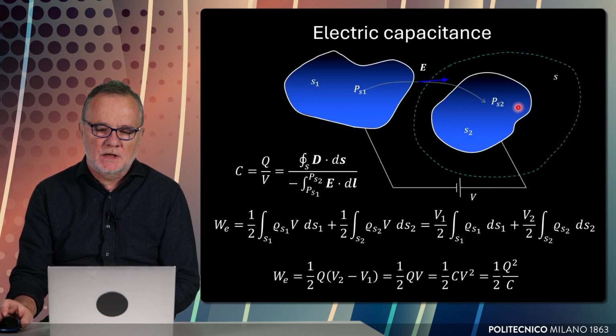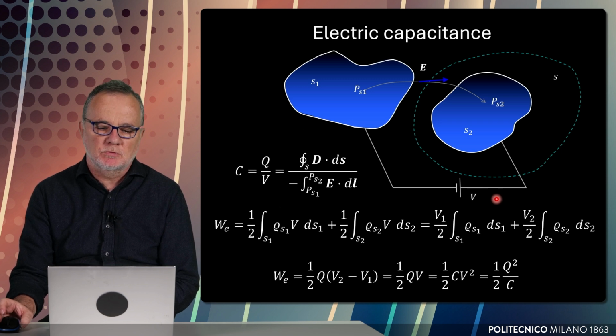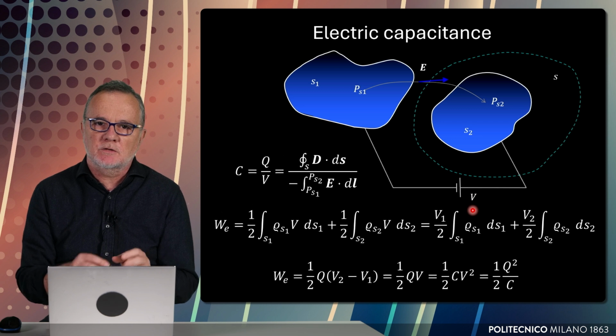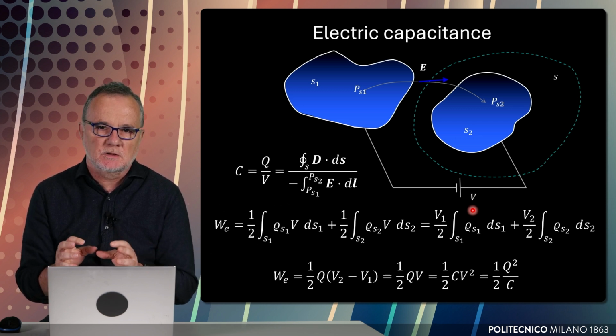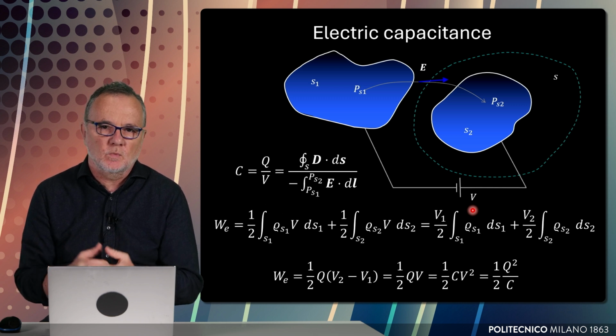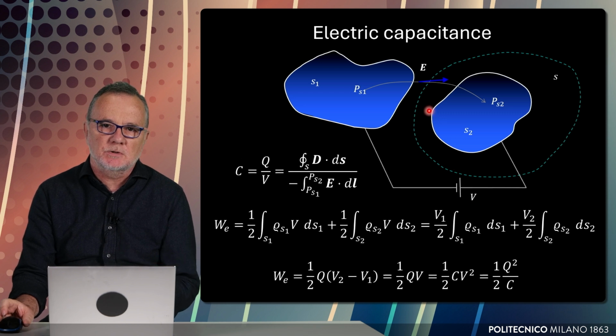Now, let's consider two conductors, 1 and 2, and let's apply a voltage difference between these two. As a result of the application of this voltage difference, some charge is drained. Initially, these two conductors are neutral. Some charge is drained from one conductor to the other, so that as a result of the application of this voltage difference, there is a net charge appearing on one of the two conductors, let's say capital Q, and minus capital Q on the other conductor.